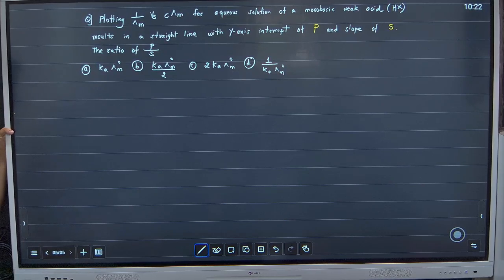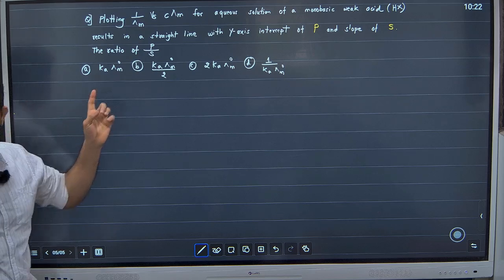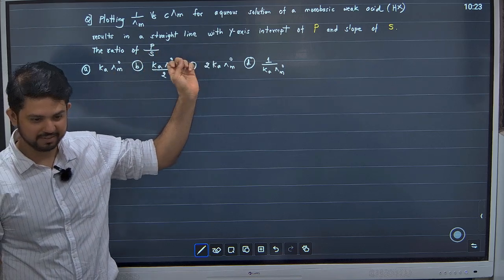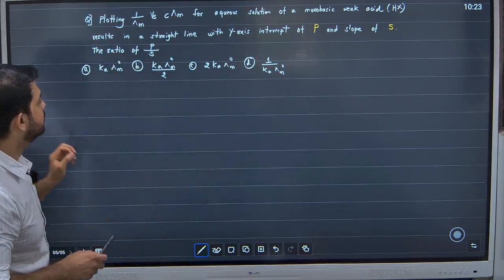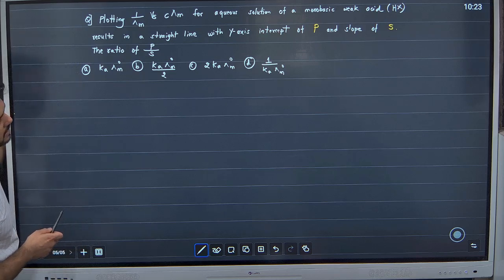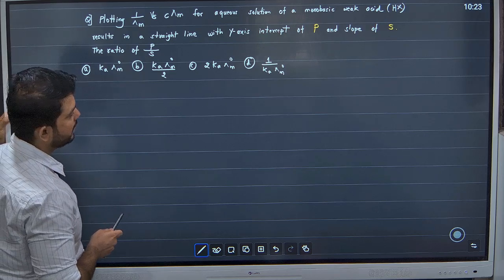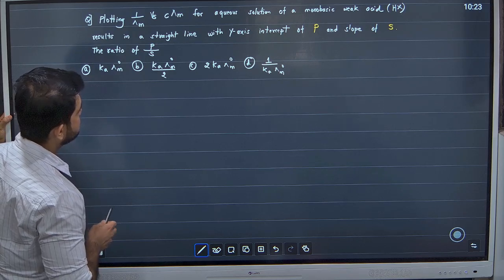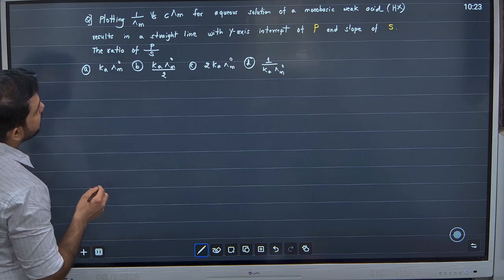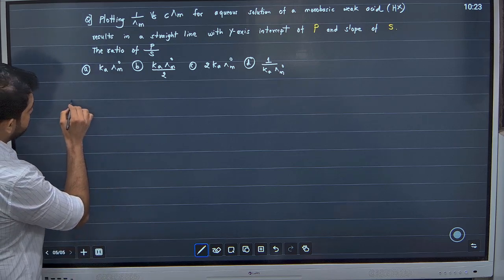What does the PYQ say? Plot 1 upon lambda m versus C lambda m for aqueous solution of a monobasic acid results in a straight line with y-axis intercept of P and the slope of S. Calculate P by S. Okay. It says Ka, a weak monobasic acid. What equation do we write, people?